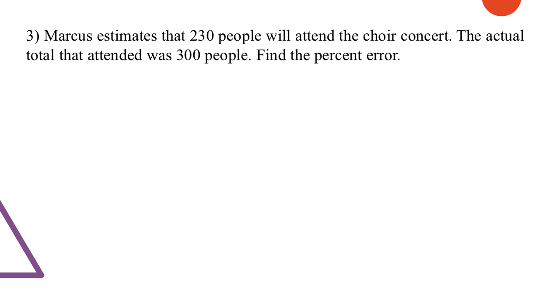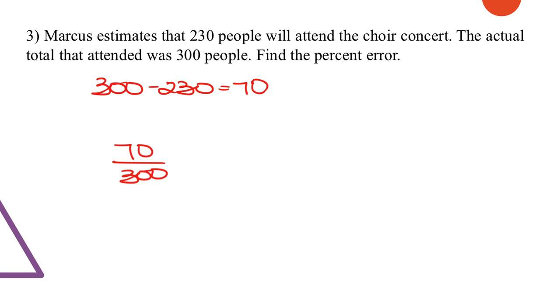All right, question number 3. We're trying to find the percent error in Marcus's estimate. Liza Jane, can you talk loud, please? First you have to do 300 minus 230, and that equals 70. Very good. And then you have to do 70 over 300 because the total amount of people is actually 300. And then x over 100, and your total is 23.3 repeated. Very good. So about 23.3% is the percent of error.